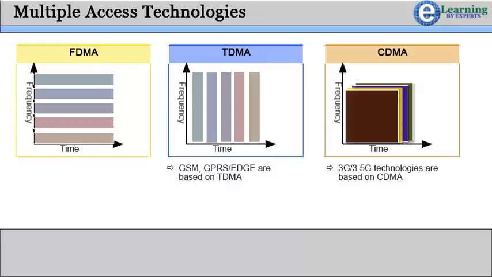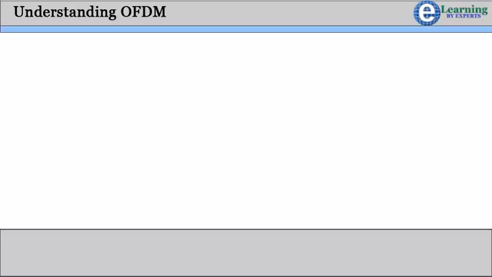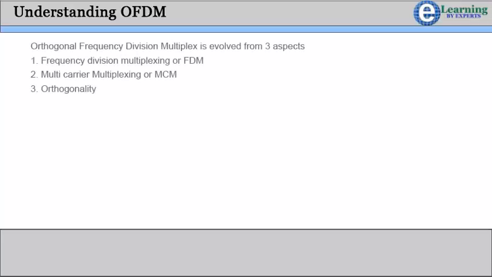Due to the increasing demand for higher data rate and more capacity, 4G LTE uses more advanced OFDMA access technology. Let us study the OFDMA in more detail. OFDM, orthogonal frequency division multiplex, technology is used for high-speed data communications. It is evolved from three key aspects: frequency division multiplexing, or FDM, multi-carrier multiplexing, or MCM, and orthogonality.